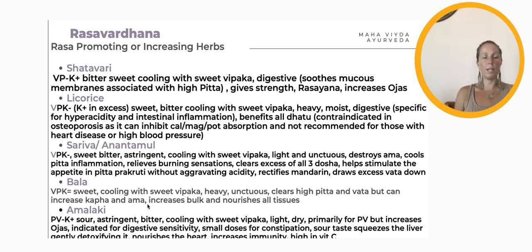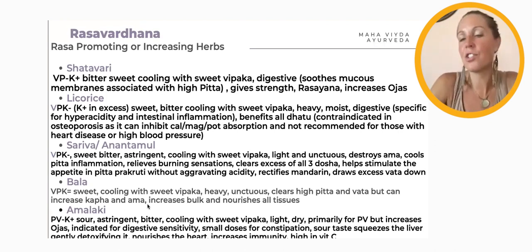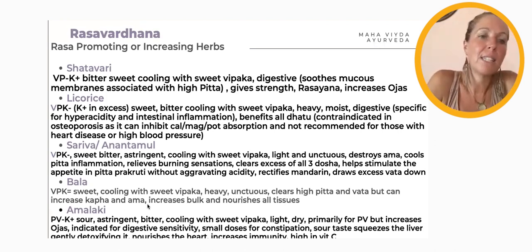Sariva, also commonly called anantamul, is vata pitta kapha reducing. It's sweet, bitter, astringent, cooling, again with a sweet vipaka, so that's kind of overriding the bitterness. It is light though, but it's unctuous. It destroys ama. It cools pitta inflammation. It relieves burning sensations. It clears excess of all three dosha, helps stimulate the appetite in pitta prakriti without aggravating acidity. It rectifies manda agni, that is not Mandarin, it is manda agni, which is kapha in agni, sluggish agni. It draws excess vata down. Okay.